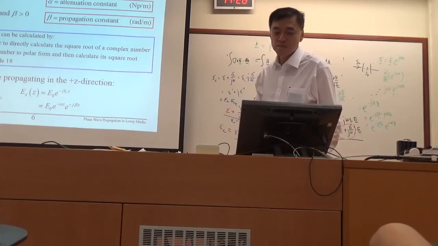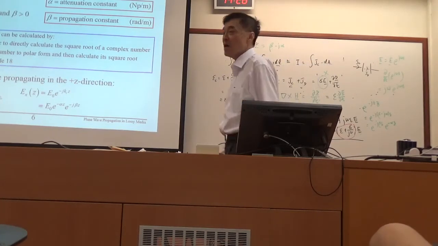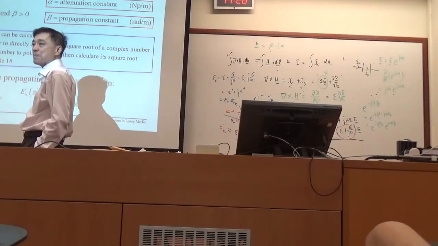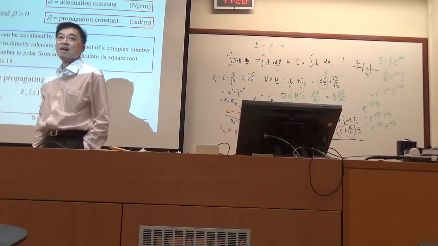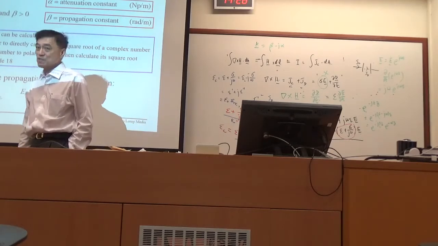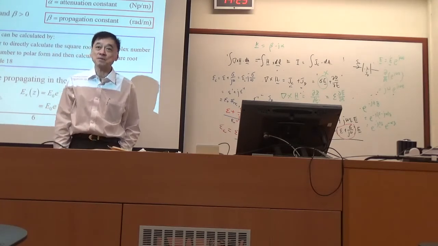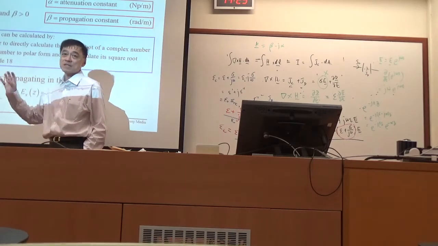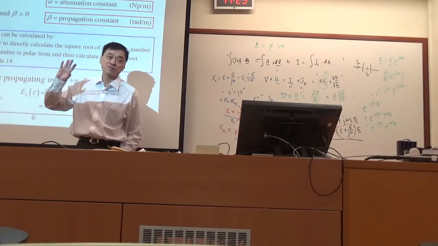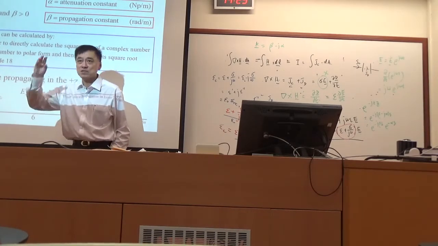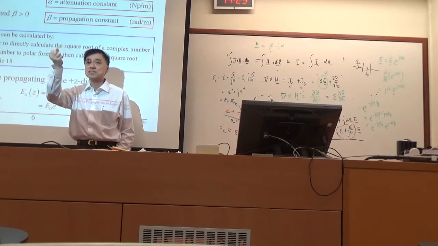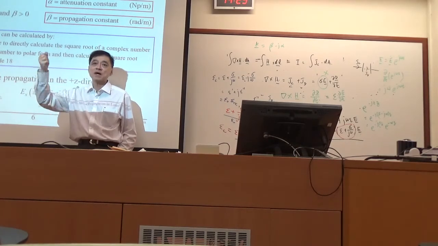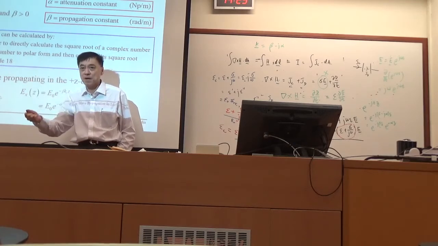Now, Kc is equal to beta minus j alpha. You ask me why Kc is not equal to beta plus j alpha. It will not be, because for any real material, when you put all the numbers in, you can always find that Kc is equal to a positive real number minus j alpha. Alpha is also a positive real number.